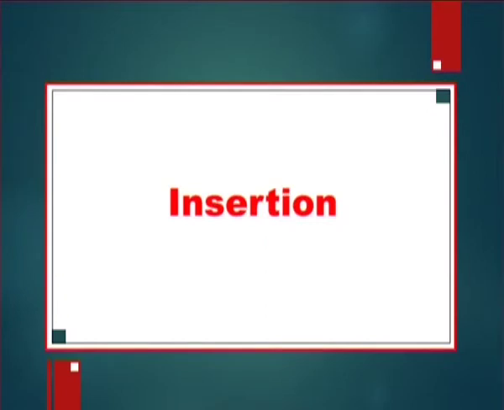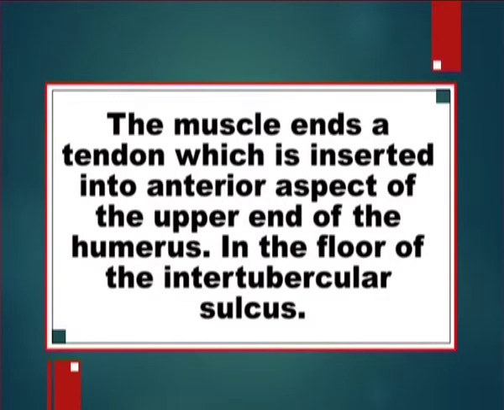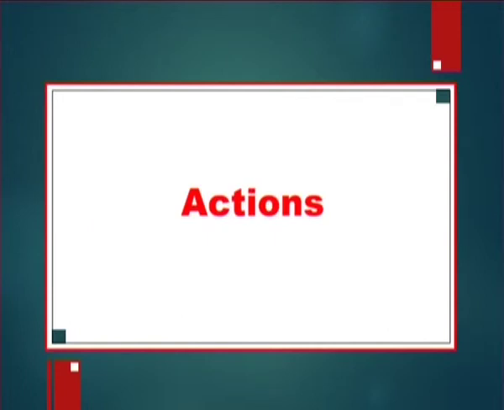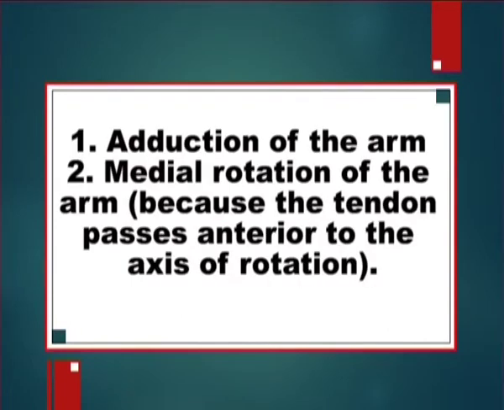Insertion. The muscle ends in a tendon which is inserted into the anterior aspect of the upper end of the humerus in the floor of the intertubercular sulcus. Action. Adduction of the arm, and medial rotation of the arm, because the tendon passes anterior to the axis of rotation.